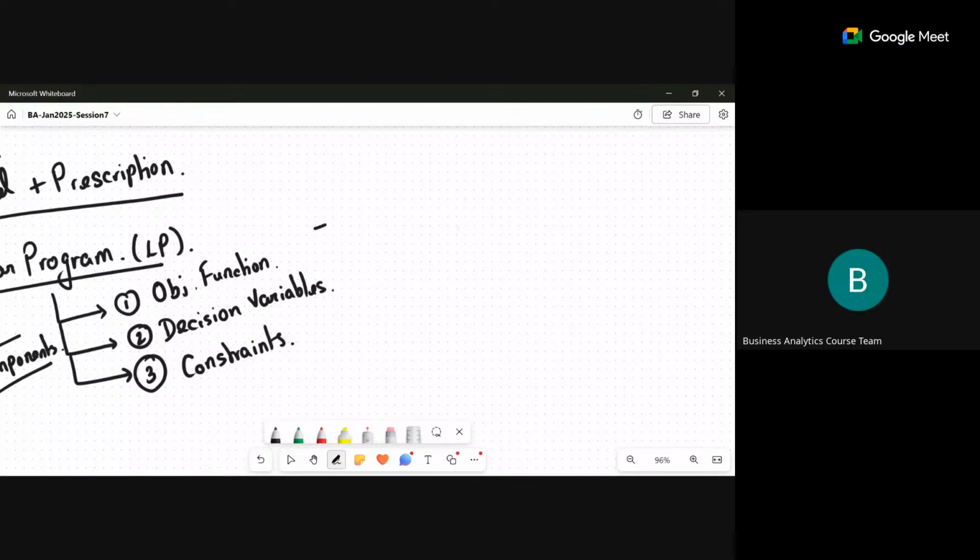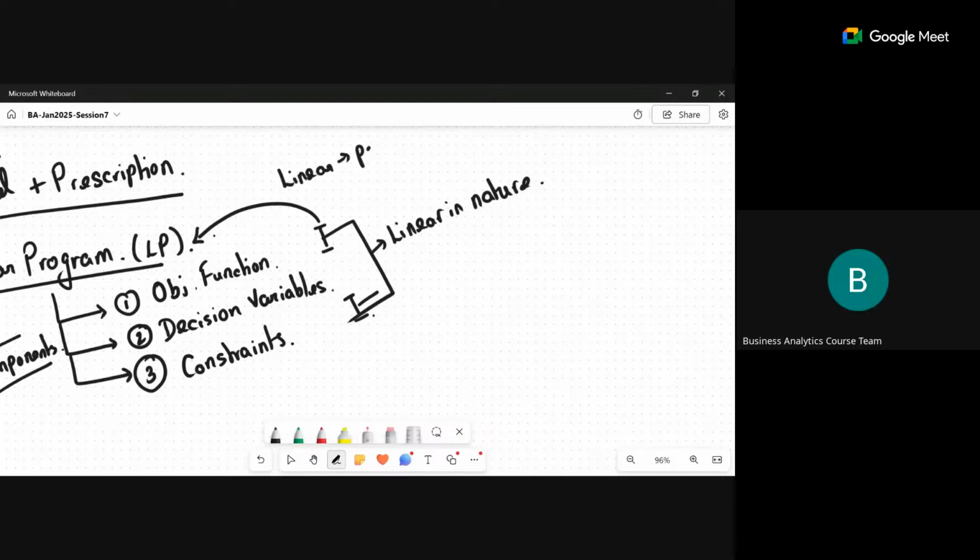And if all of these, basically number one and number three, if both of these are linear in nature, if the objective function is linear and the constraints are linear, then it is known as a linear program. And linear means all the terms in it should be of power 1, right? So linear implies power 1.